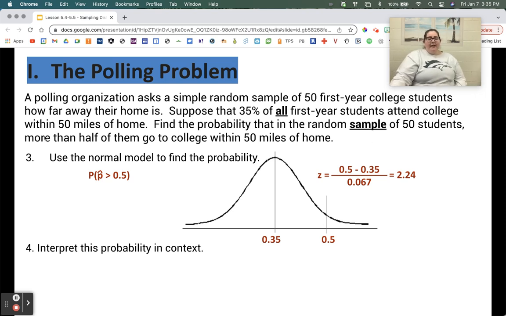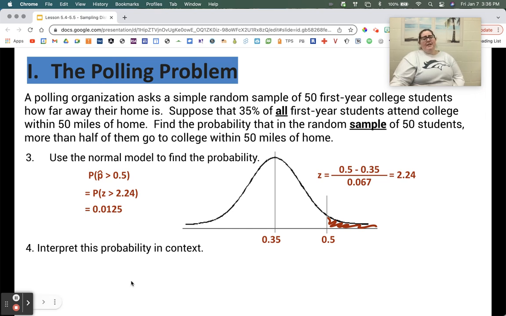And then I wanted to find out the probability that more than half of them, so I'm going to shade to the right to represent greater than. At this point, I'm using a normal model and a z-table like I always have. I would go to my z-table and look up 2.24, find that probability, and then remember, our z-table always gives us a less than probability. That's the default of what it gives us. So if I want greater than, I have to do 1 minus the probability that they gave me. So I had to do 1 minus something to get my answer, which is 0.0125.